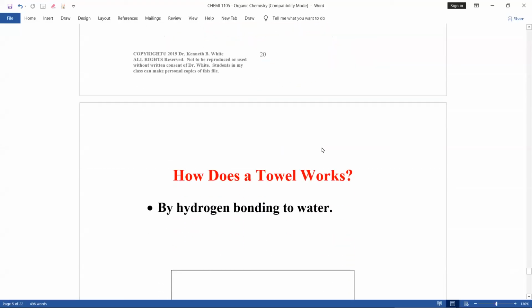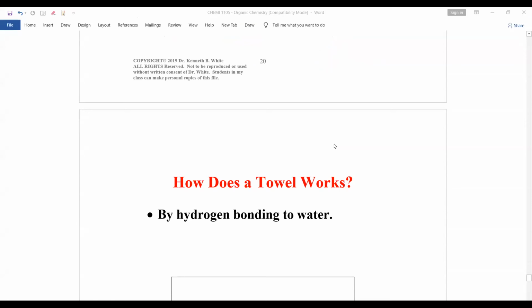It's organic chemistry. Now, what is a towel? It's cotton. If you have a cotton one, just like my shirt, cotton. And how does a towel work? By hydrogen bonding.